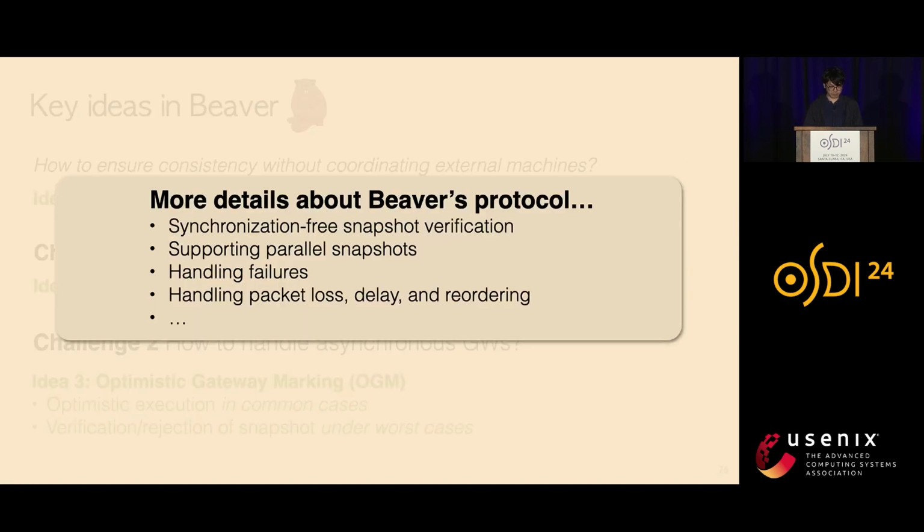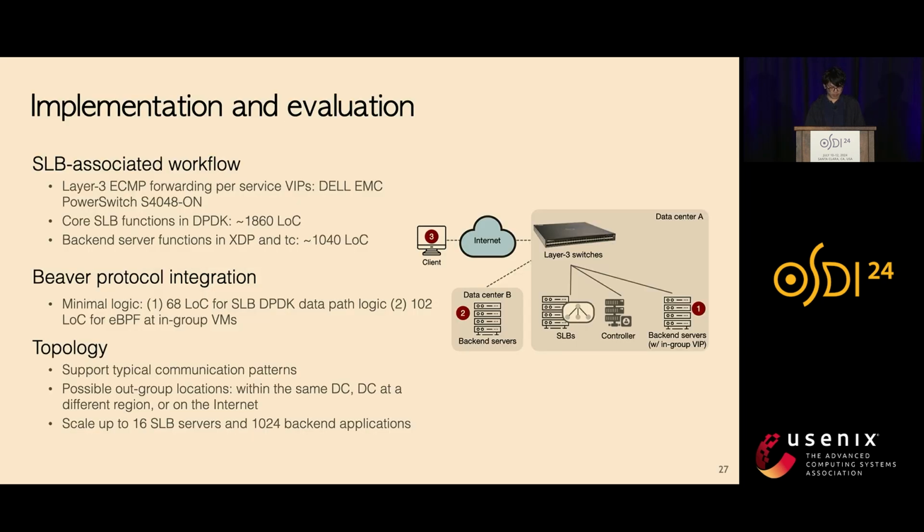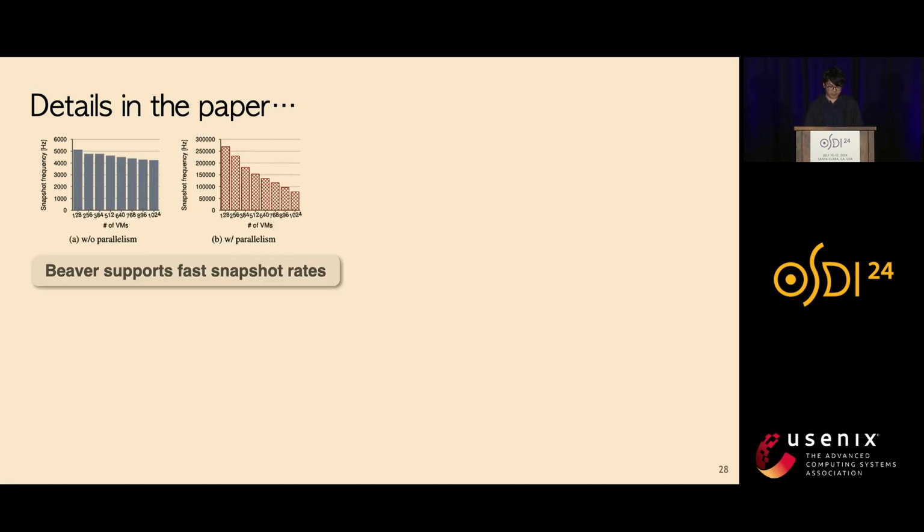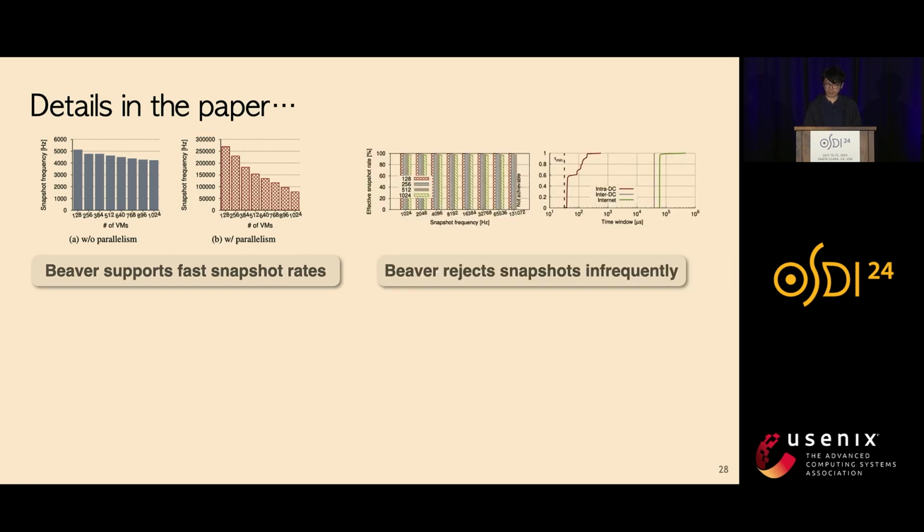The paper also contains more details about the detection protocol as well as other Beaver mechanisms. We also evaluate Beaver through a prototype on a cloud data center testbed, considering different out-group placements, ranging from the same data center to a different region, or on the internet. As Beaver operates mostly with the optimistic execution model, it also incurs minimal additional logic. The paper contains details of results, but as a quick overview, Beaver sustains high snapshot rates under typical scale for in-group services. It also invalidates less than 5% of snapshots, even under worst-case scenarios.